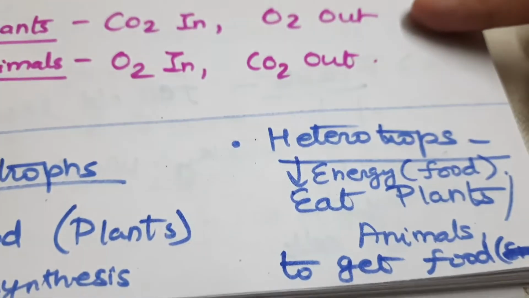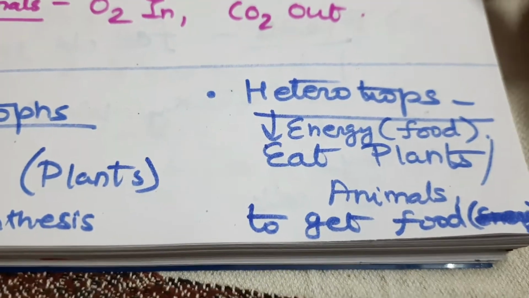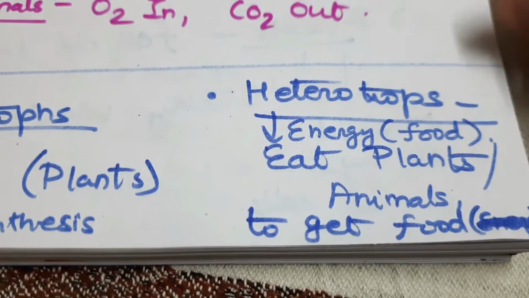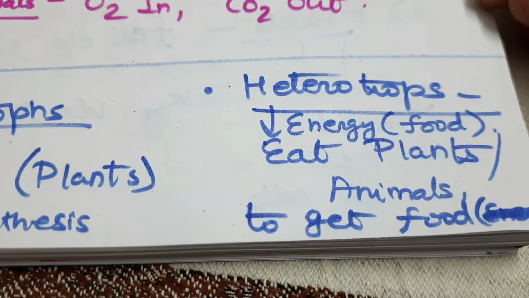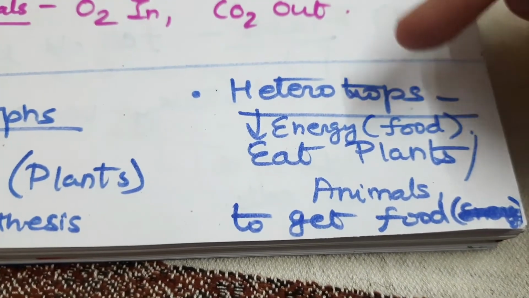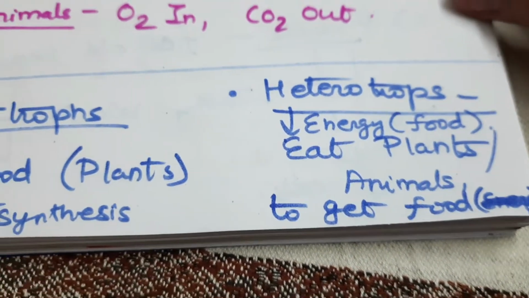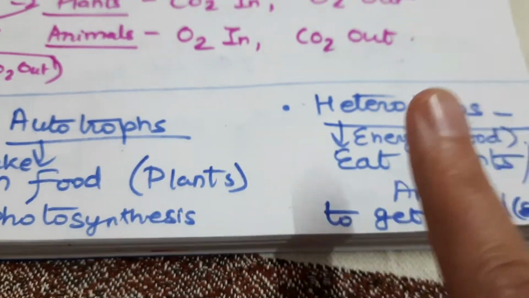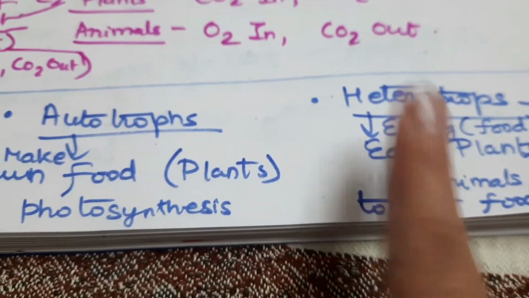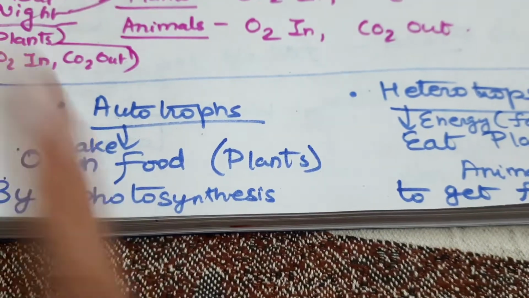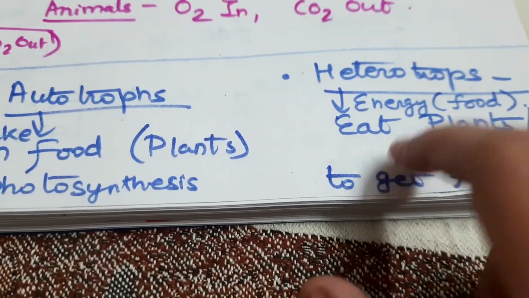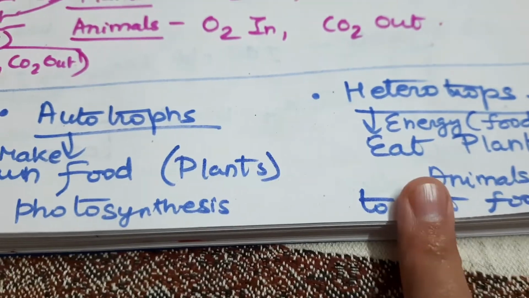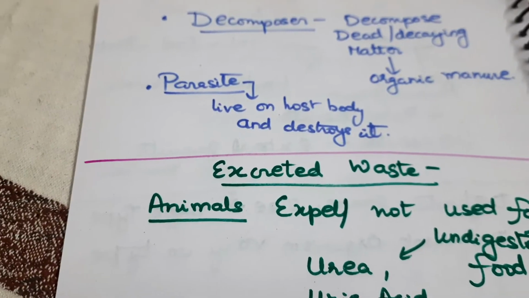And in heterotroph, the plants are eaten by the animals, or the animals eat other animals. So these are the heterotrophs, they take their food and energy from outside, okay. So these depend on other organisms or other plants. So heterotroph and autotroph. Autotrophs make their own food, heterotrophs are dependent on other plants or organisms for their food and energy.